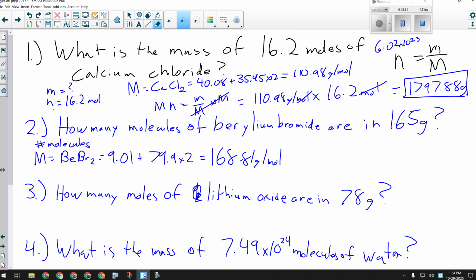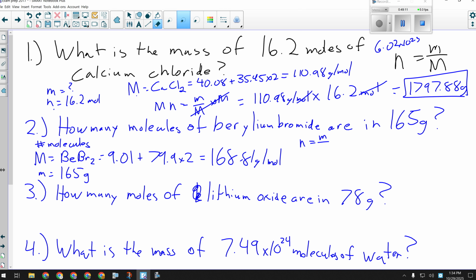Okay, grams per mole. All right, so I've got that, and they told me the mass, 165 grams. Okay, I have big M and little m. What can I calculate right now? Little n, the number of moles. Okay, so I should do that first.